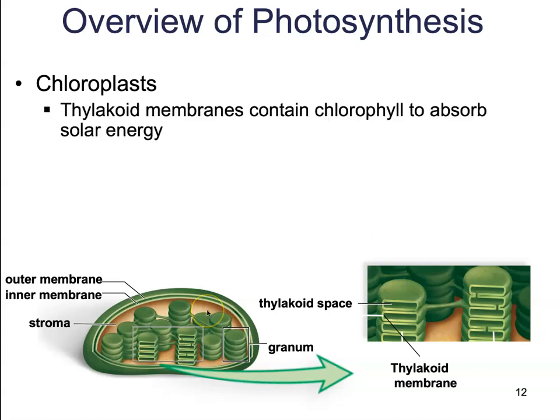These are going to be called thylakoids. The thylakoids, in some places, are going to be stacked up to form a grana. The chlorophyll necessary for photosynthesis is found in this thylakoid membrane. So what would be the benefit of having the thylakoid folded into these flattened sacs?